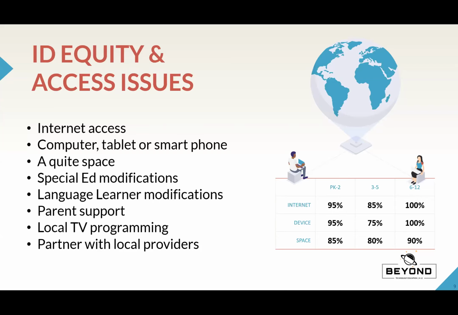So keep these in mind as you're doing your surveys of your families. Do they have the internet? What kind of device are they working with? And maybe you have to help them and loan them something. And third, do they have a good space to do all of this? Again, I know for some of you, this is basic 101, but for many of you, these are new ideas that you haven't thought of before.